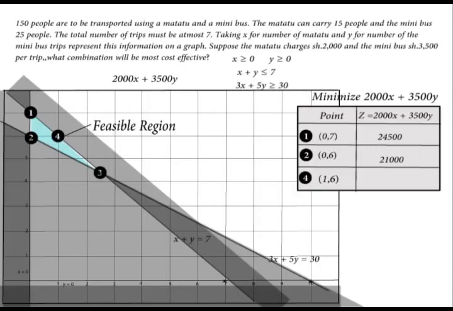We substitute in the objective function. 2,000 times 1 plus 3,500 times 6 will give us 23,000. Looking at all the three corners, the most cost-effective approach will be at point 2, and that will cost 21,000 shillings.